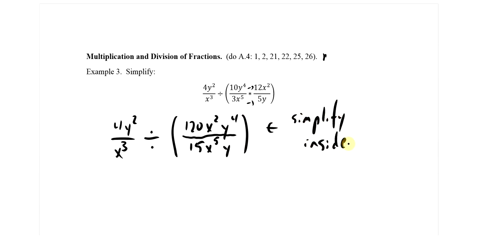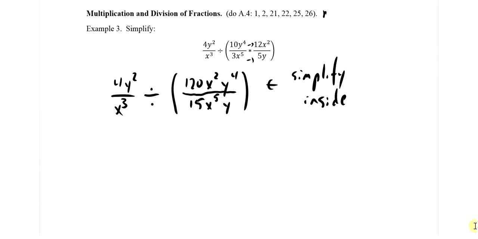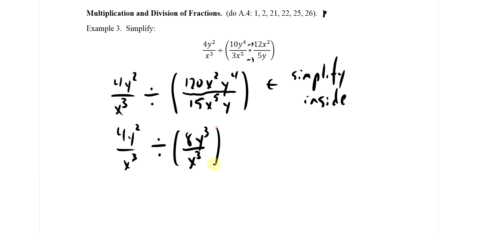inside the parentheses. So we still have our 4y squared over x cubed times 120 divided by 15 is 8. We've got 2 x's in the top and 5 x's in the bottom. When we cancel those out, that means we've got 3 x's left in the bottom, 4 y's in the top, 1 in the bottom, so we're left with 3 in the top. So 8y cubed over x cubed. That's what this whole thing inside here simplifies to. So multiplication is just across.